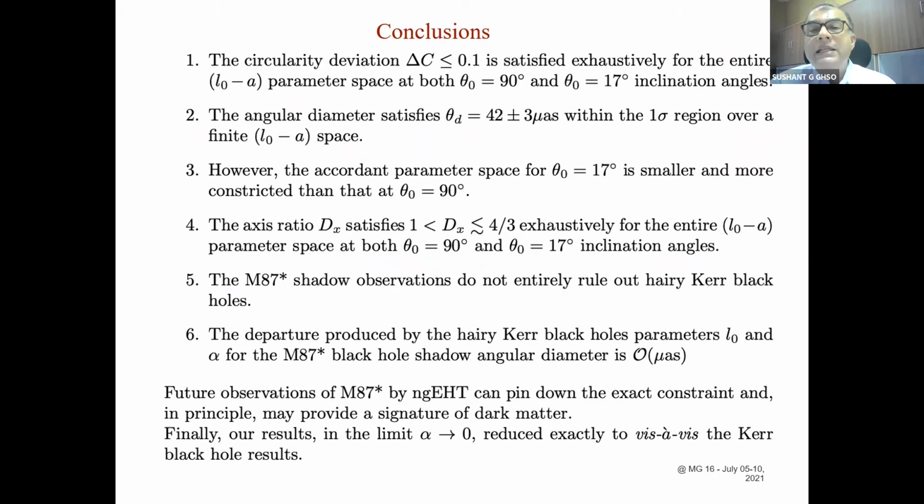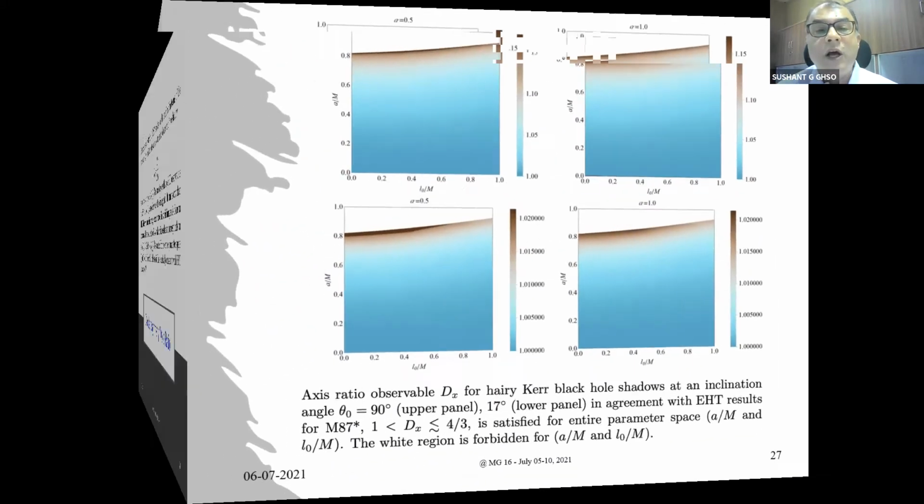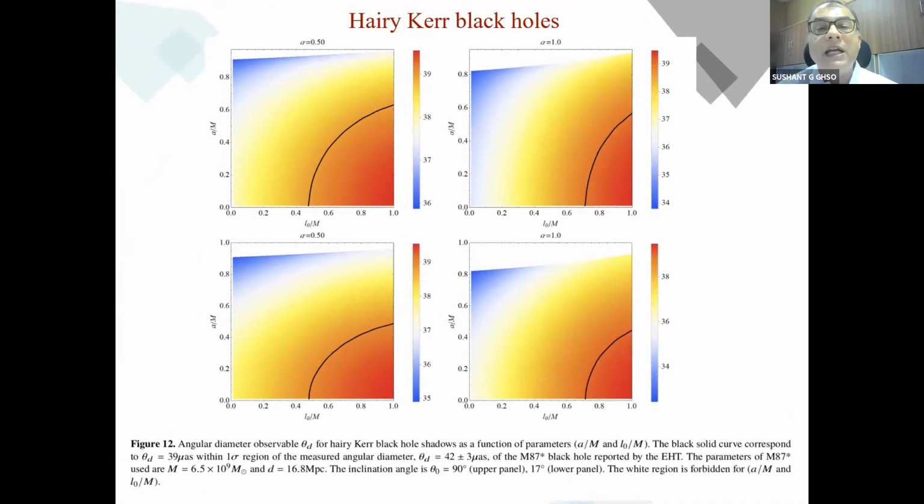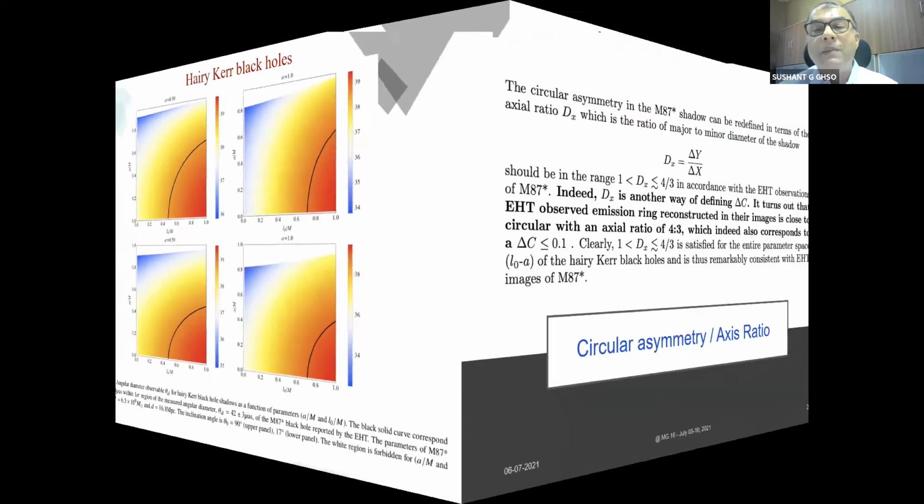The angular diameter is satisfied within the 1 sigma region, again for a finite parameter space. It is not true for the entire parameter space. If you take 17 degrees in the figure, it is a smaller parameter space. The upper half is 90 degrees, the lower half is 17 degrees, so it has the smaller parameter space.